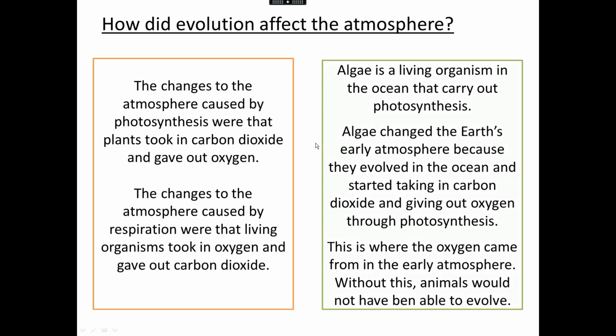Then explaining the main idea. Algae is a living organism in the ocean that carries out photosynthesis. Algae changed the Earth's early atmosphere because they evolved in the ocean and started taking in carbon dioxide and giving out oxygen through photosynthesis. Why is that so important? That's where oxygen came from in the early atmosphere. And without that, animals would not have been able to evolve.